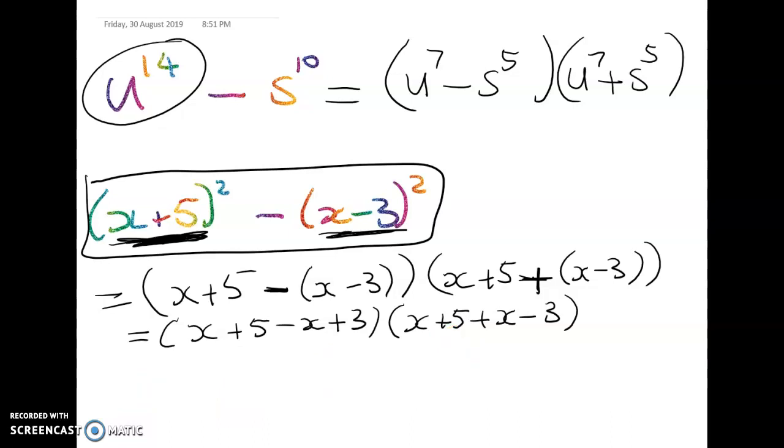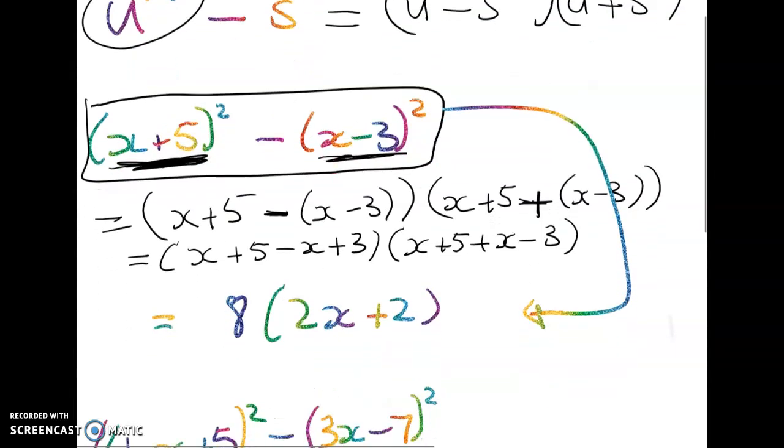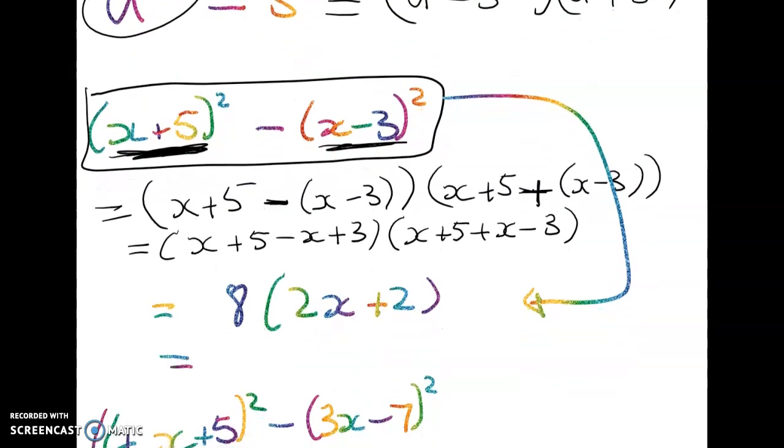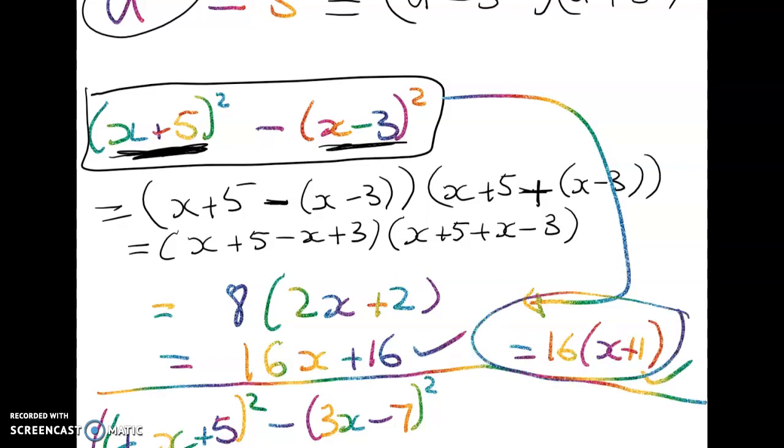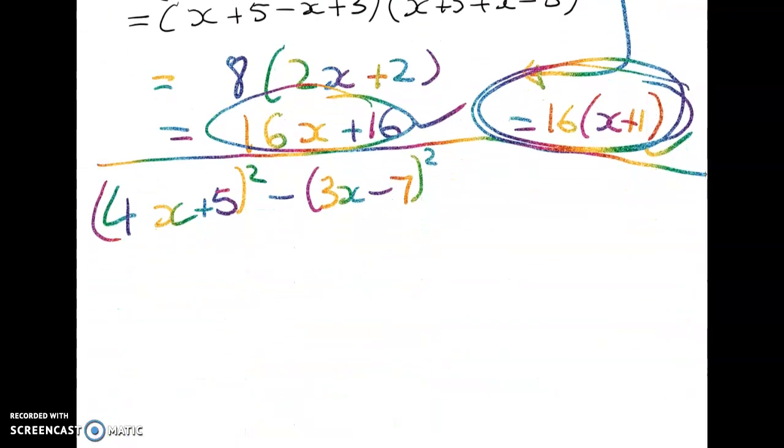So cleaning this up gets me quite a lot further, right? Because here I've got 8 times (2x + 2). So all of that factorised to give me, I can either expand and get 16x + 16, or I could say 16 times (x + 1). So either of those would be correct, depending on what we needed to do next or what we've been asked for. This is in factorised form. That's in expanded form.